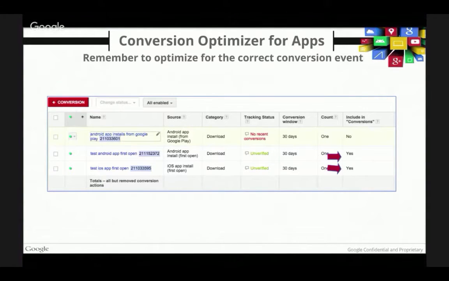Another important thing that I put here on the slide, when you're optimizing for conversions in your account, that's actually true for both web and apps, but it needs to be repeated here. So as you can see in the slide, there is a column including conversions, which indicates which conversion the conversion optimizer is going to optimize on. Here, it's very important to choose just one conversion for one app. So as you can see here, test Android app first open, Android app installs from Google Play. So you just choose one for Android and one for iOS. That's a quite important thing to remember.